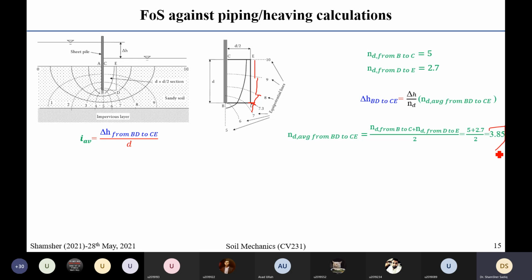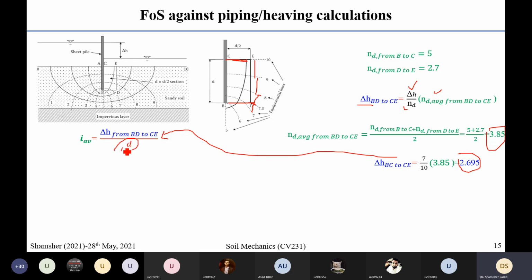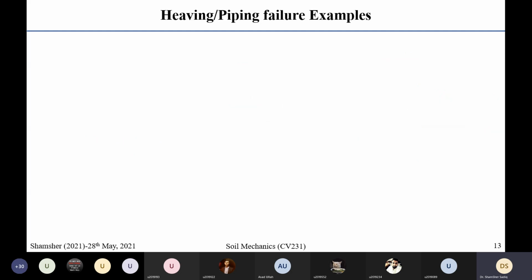This is 3.85. So the head loss from BD to CE, from this location to this location, from the bottom of the wedge to the top of the wedge, you have this value, you have this value, and you also have this value. You only need to insert the values, then you get the head loss. Now if you put this head loss in this equation and divide it by the distance over which the head loss happens, and small d is given to us, how much is that?